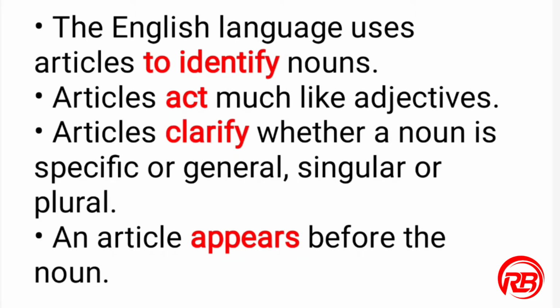In the English language, we use articles to identify the noun. As told here, most probably the article appears before the noun, and it tells us whether the noun is singular or plural, and whether it's specific or general. More or less, articles act like adjectives.